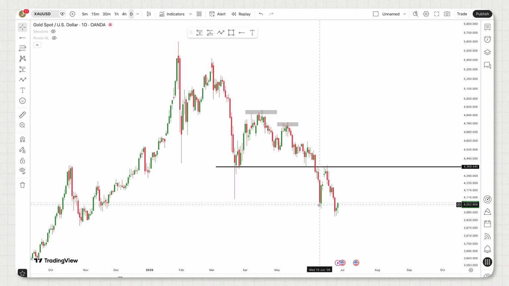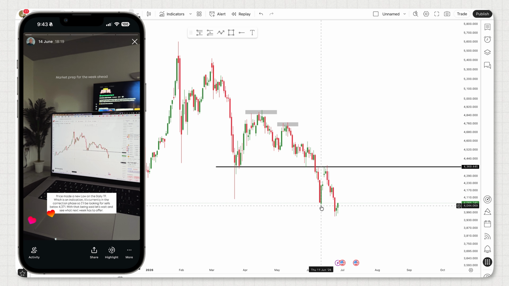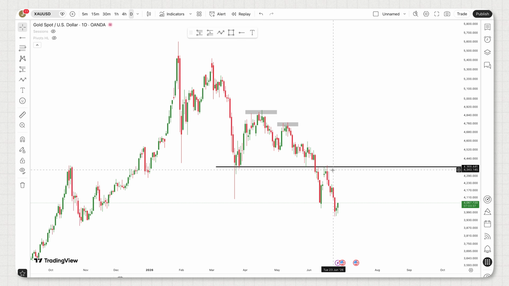And if you know me, or if you're new here, I trade ICC, which is indication, correction, and continuation. So once we got this indication, I posted this on my Instagram, letting you guys know that this is what I'm looking at, and that was the indication phase, right? And once we got this indication, this meant that anything under 43.69 was potentially going to sell from here all the way back to down here.